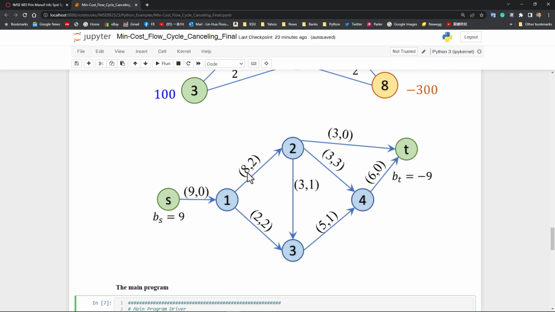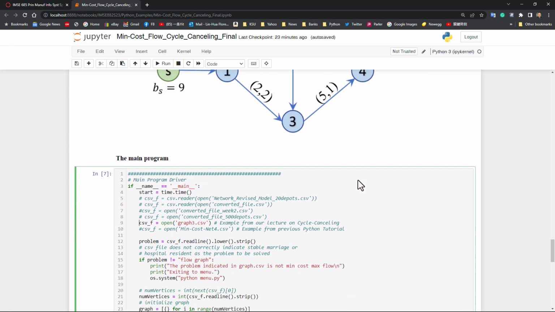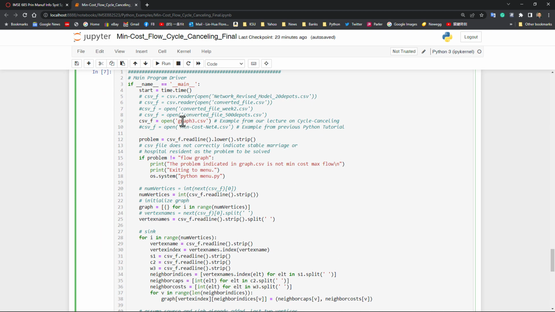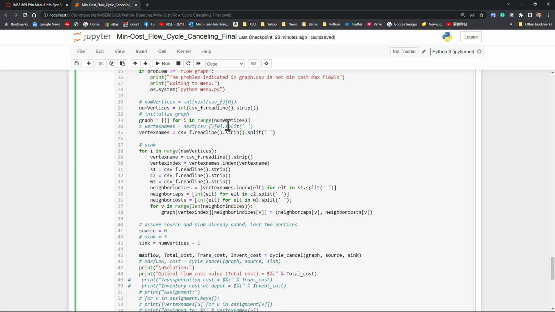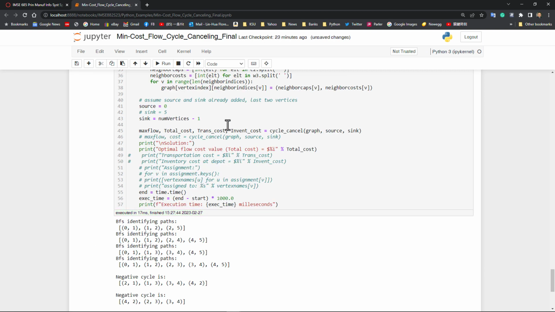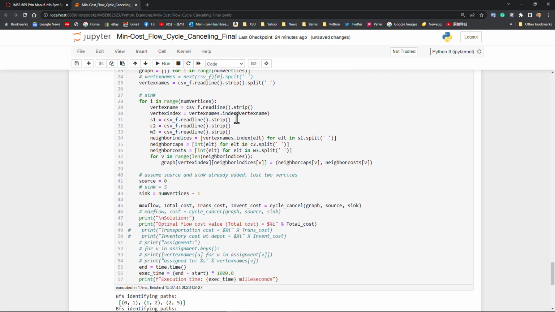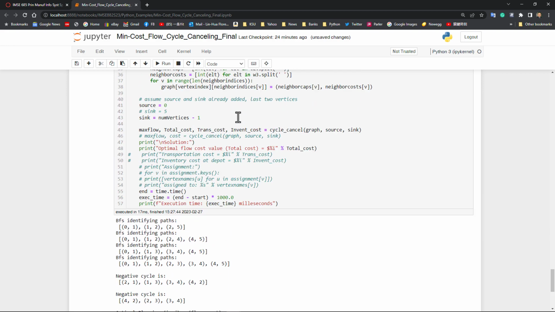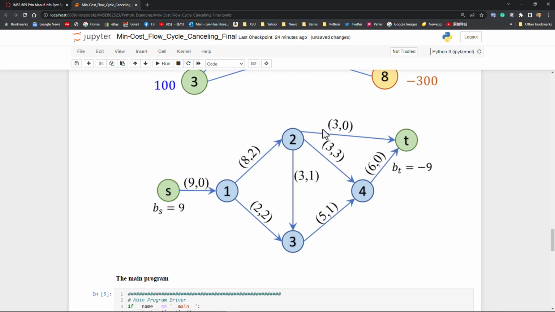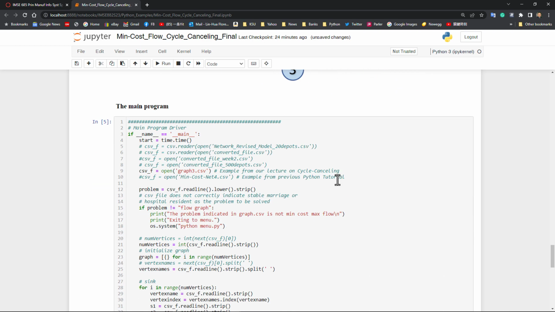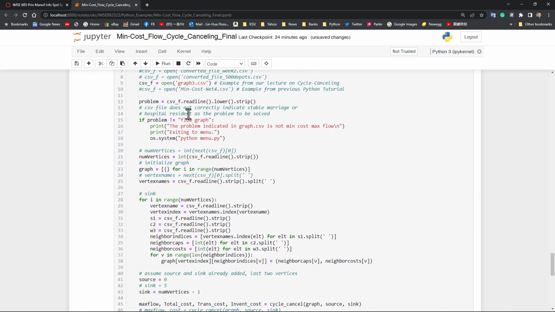Over here, the first number represents the upper bound on the arc, the second number represents the cost, and so on across this network. And we're using the graph3.csv file right here and trying to solve it.